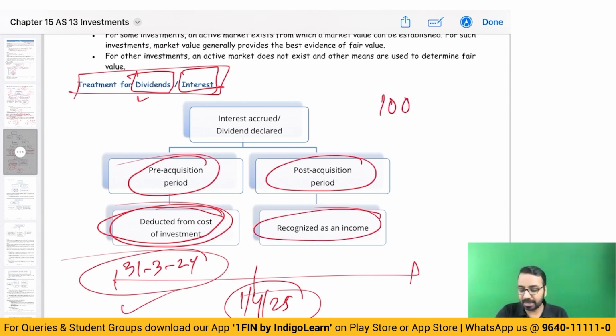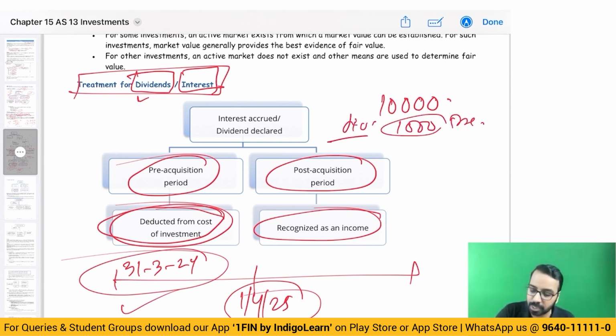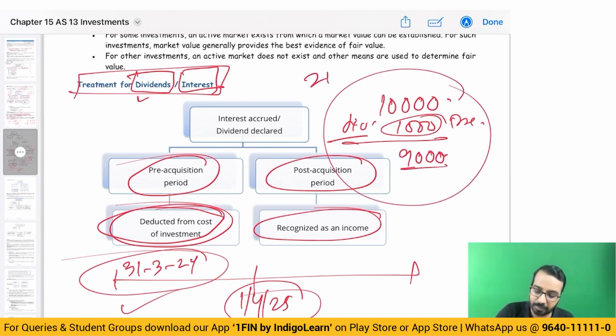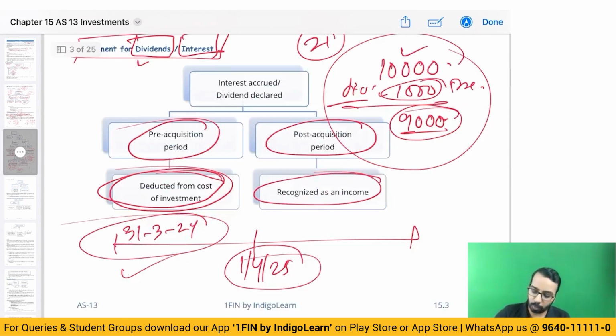So if I have invested 10,000 in a particular security, and I have received a dividend of 1,000, which is pre-acquisition, this will be shown at a value of 9,000. This adjustment is relevant for accounting standard 21 questions as well, what we have discussed there. So 10,000 minus 1,000, 9,000 is the amount at which the investment will be shown. Now, how about interest?